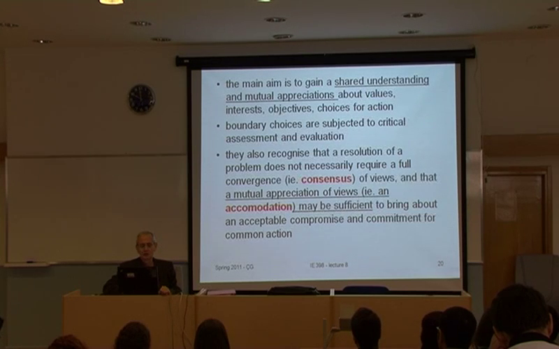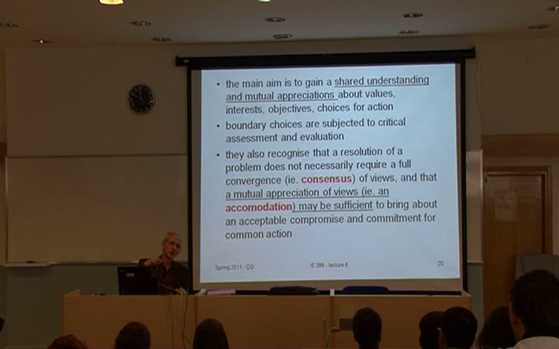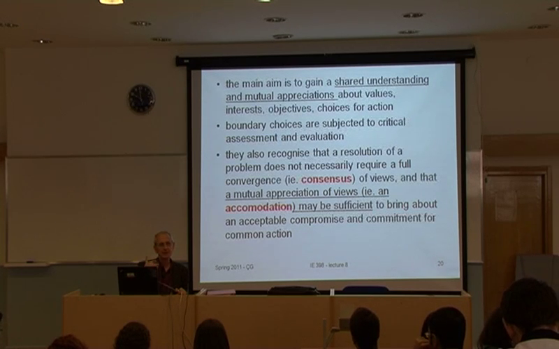Without a full convergence of views, a mutual appreciation of views may be sufficient. Even if I do not accept the values that you have or the objectives that you have in mind, I appreciate them. I understand why you own these values and objectives. This is mutual understanding. This is called an accommodation. It is like accepting to live together.